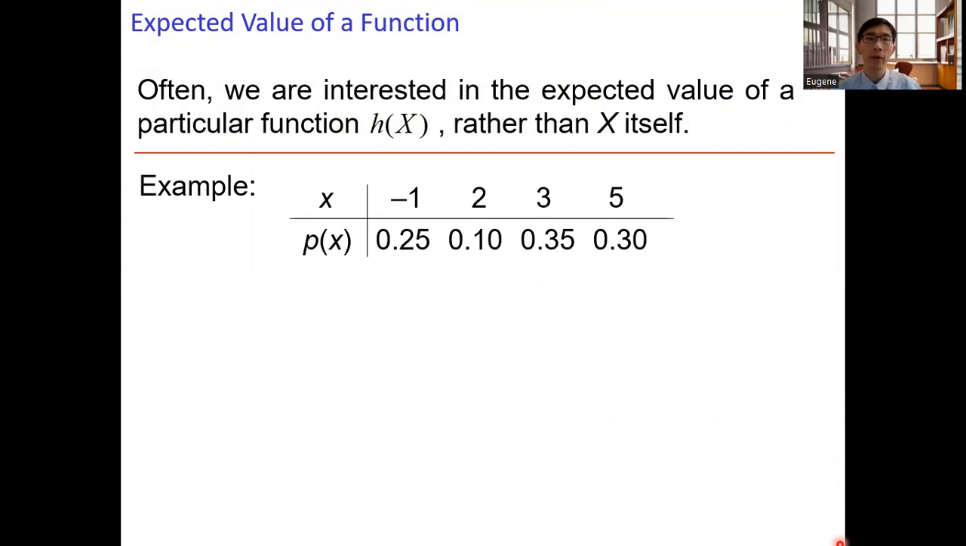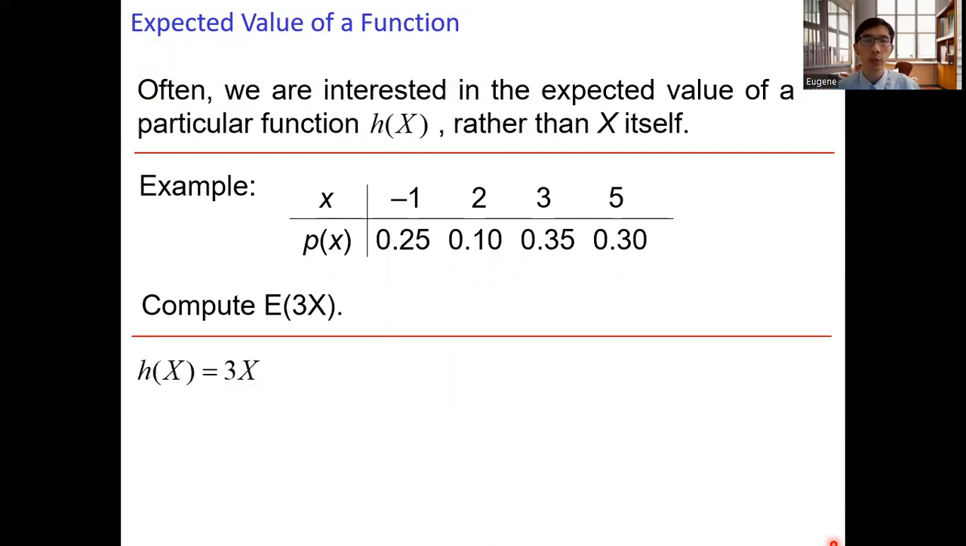We have a PMF for x. X can take on values -1, 2, 3, and 5, with probabilities 0.25, 0.1, 0.35, and 0.3 respectively. We would like to compute the expected value of 3x. So here, the function h of x equals 3x. And now we introduce a new random variable, say y, where y equals 3 times x.